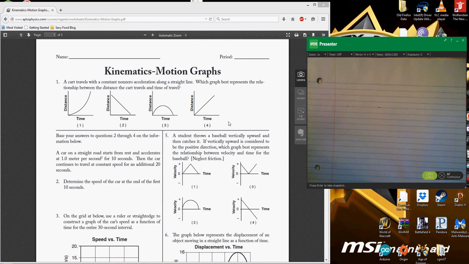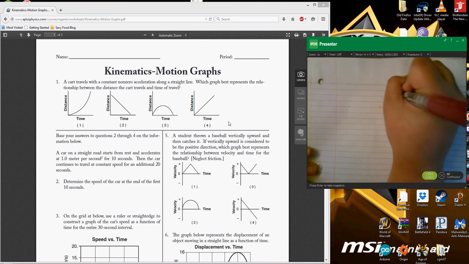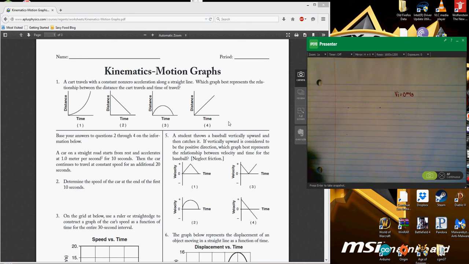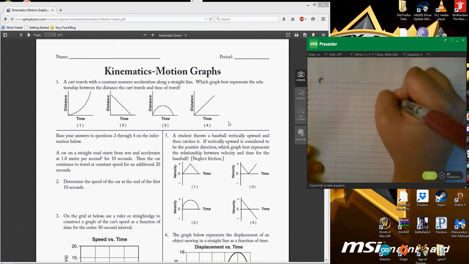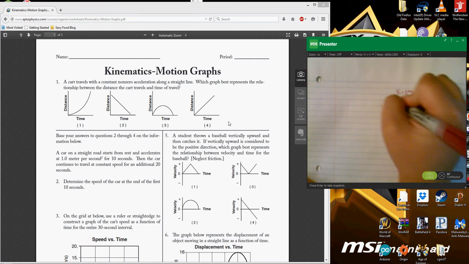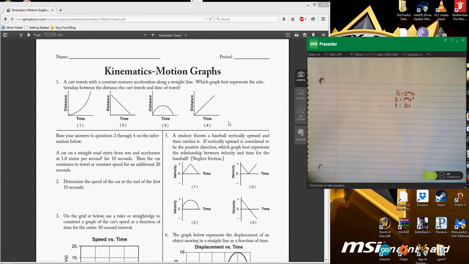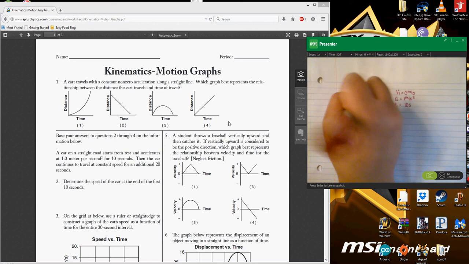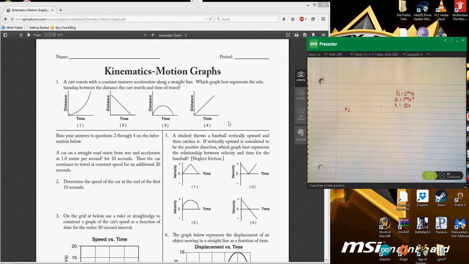Question number 2 says determine the speed of the car at the end of the first 10 seconds. So we have your question, which says a car on a straight road starts from rest. So that means that our initial velocity is going to be 0 meters per second, and accelerates at 1 meter per second squared. So our acceleration is 1 meter per second squared, and it does this for a time of 10 seconds. Then the car continues to travel at a constant speed for an additional 20 seconds. So the total length of time is going to be additionally 20.